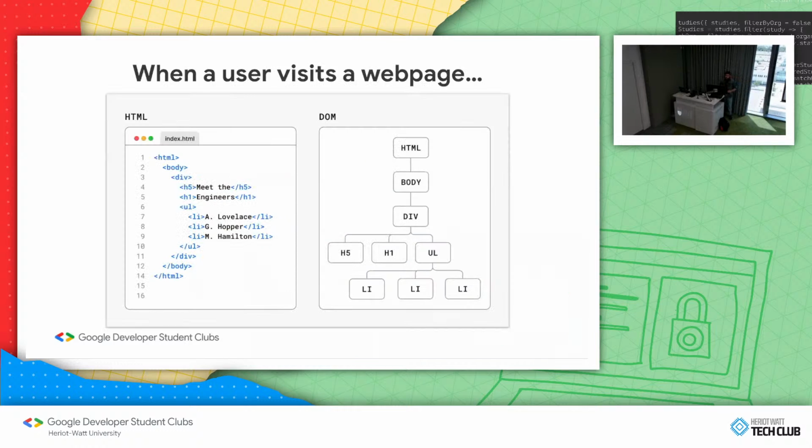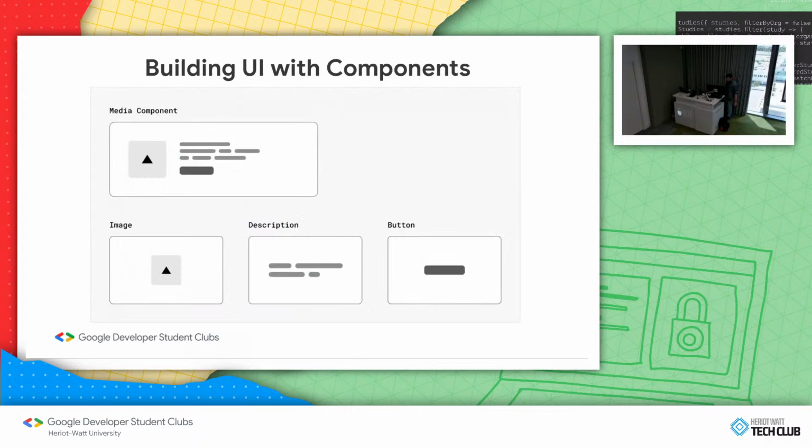What happens when a user visits a web page? The HTML is basically converted into something called a DOM. It's a tree-like structure which basically describes what the HTML page is to the browser so that it can render it out to the user.